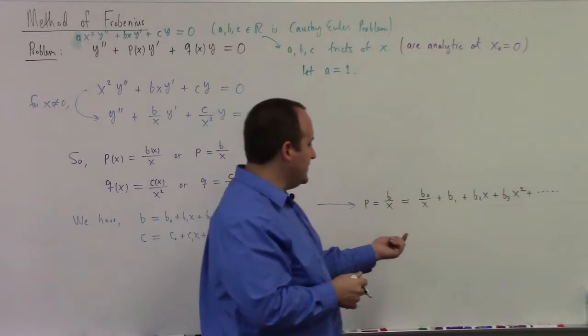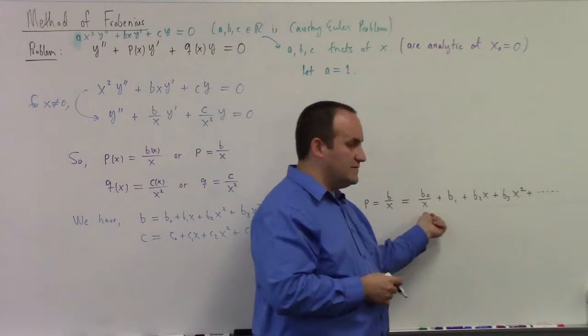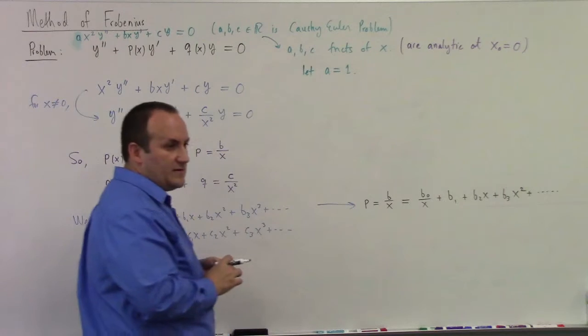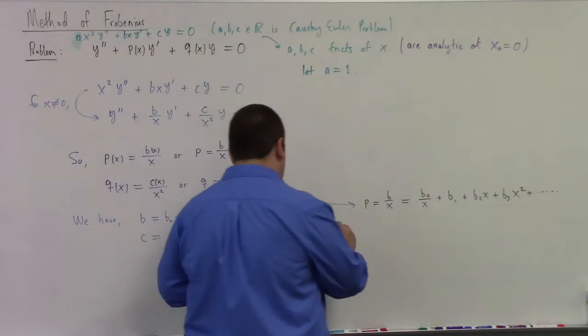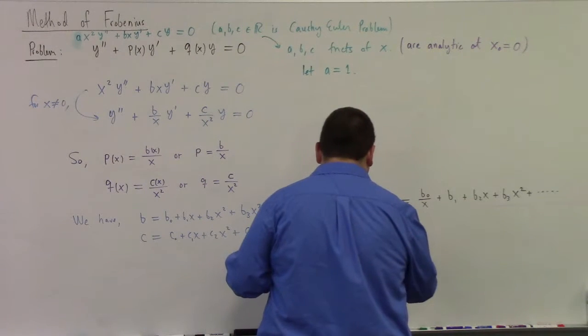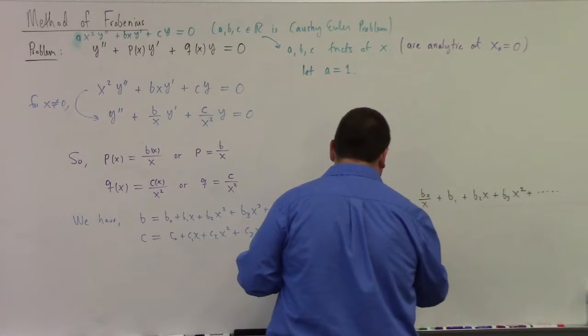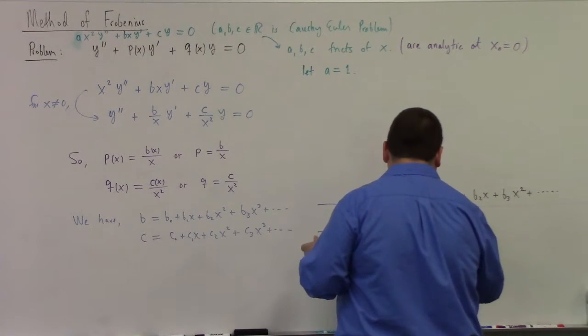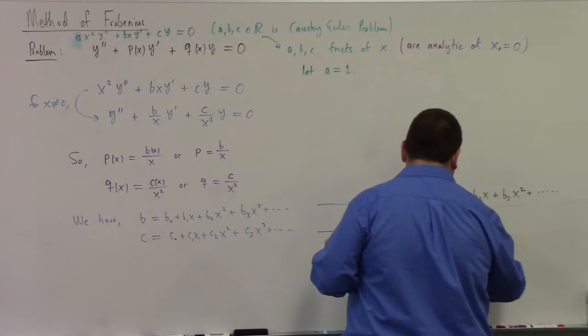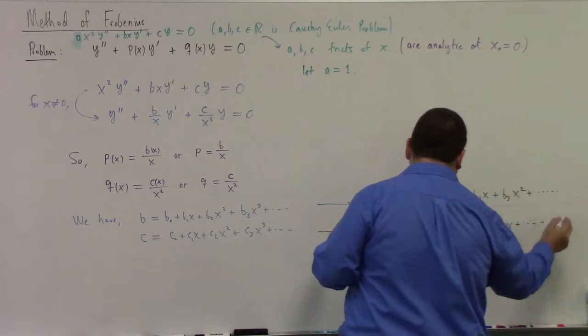Look at that. This is not a power series. See that 1 over x? What happens to that at 0? Yeah, that goes to infinity. This function is singular. It's got a singularity. It's not analytic at 0. How about Q? Well, Q is C over x squared, which is, by the way, C naught over x squared plus C1 over x plus C2 plus C3x plus dot dot dot.